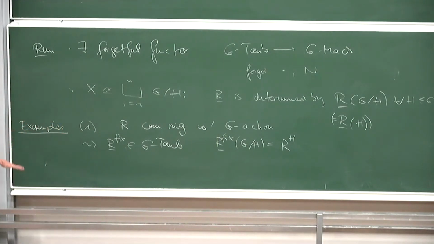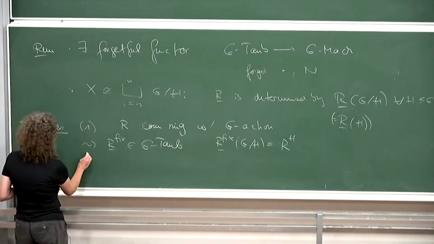Then you can spell out what the maps are. Restriction is inclusion of fixed points. Transfer will expand things on cosets and add them. Norm will expand things on cosets and multiply the values so that you end up in the fixed points again. So this is pretty explicit.